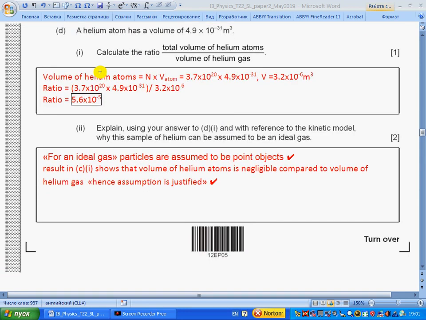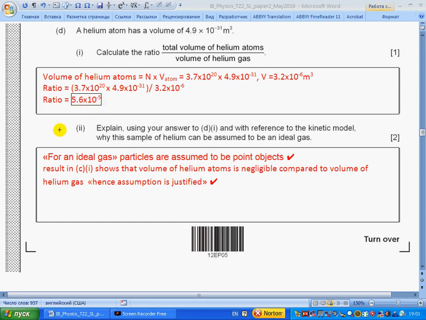D. A helium atom has a volume so much. Calculate the ratio of total volume of helium atoms to volume of helium gas. Volume of helium atoms will be number of atoms times volume of one atom. So we multiply, we get the value, and then we find the ratio. So the ratio is very small, 5.6 times 10 to the minus 5.